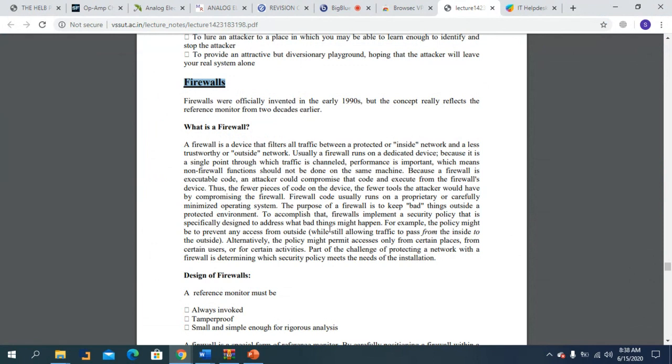So you understand the function of a firewall is always to protect the inside network from the outside network. And if you look at the definition here, the firewall is a device that filters. The work is to filter. Filter means if anything is coming inside which is not good information, automatically it is blocked.